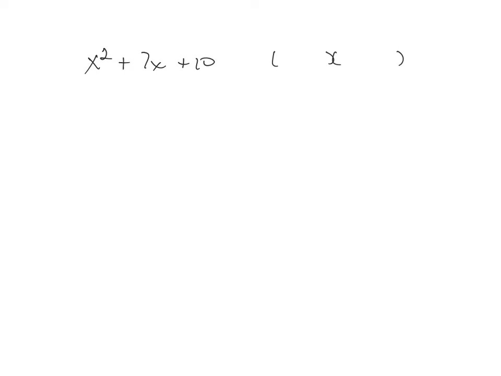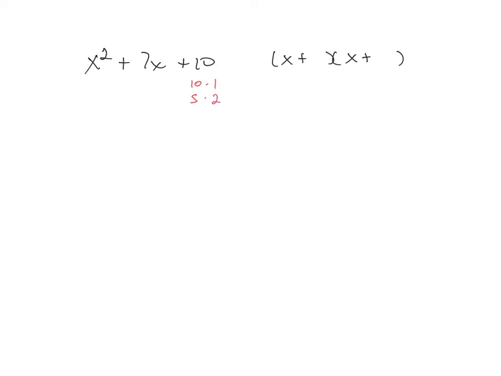What you're going to look at is figure out the signs. They're both positive. We just talked about that. And then how do I get x squared? Well, x times x. So you're always going to have x's in that first spot. Okay? And then in the second spot, you're going to have factors of 10. So 10 times 1 or 5 times 2.